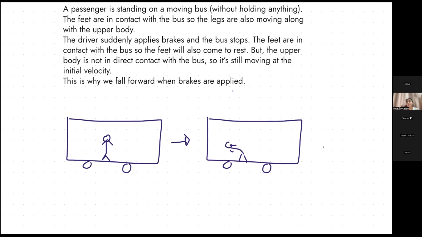So initially the bus is at rest. So your feet are at rest. Your upper body is also at rest, right? Then suddenly the bus accelerates. That means the bus starts to move. When the bus starts to move, your lower body or your feet are in contact with the bus. So your feet will also move forward.